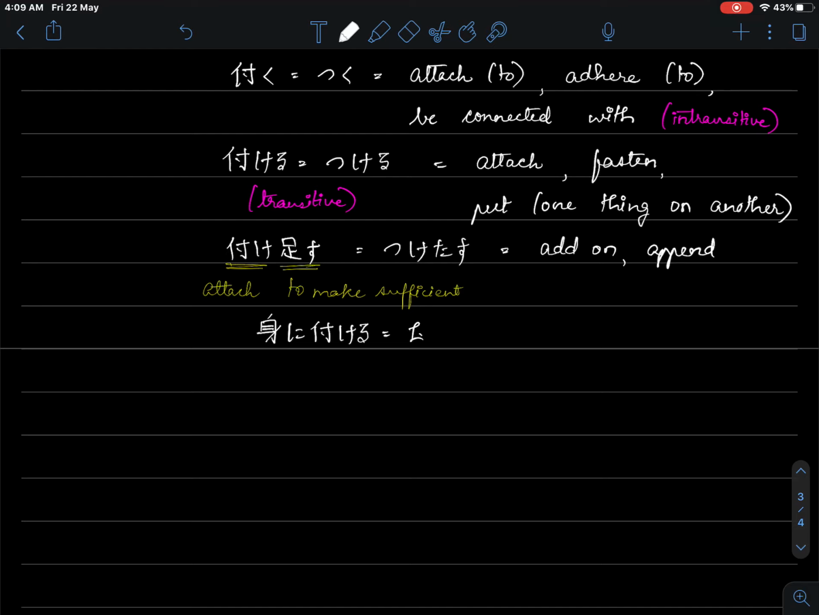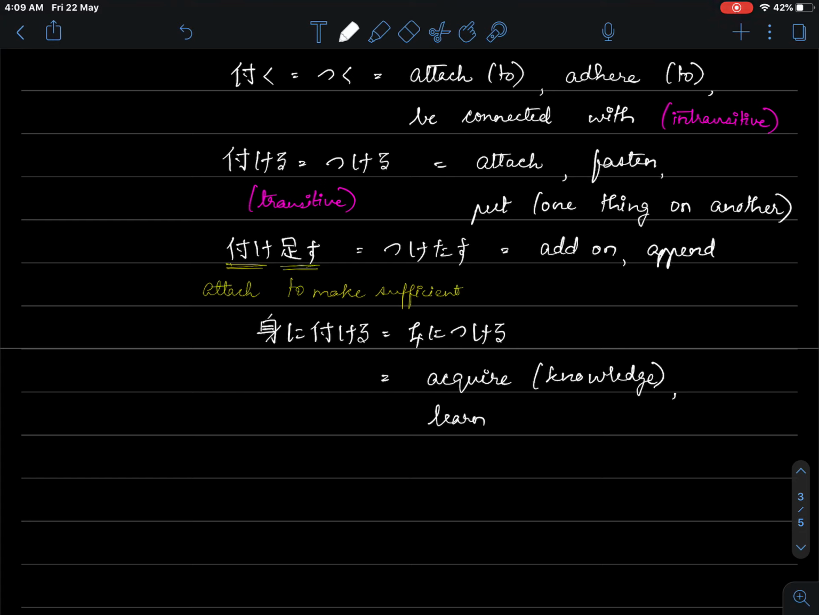Okay, and this is going to be read as minitsukeru. Minitsukeru is to acquire knowledge, or to learn.